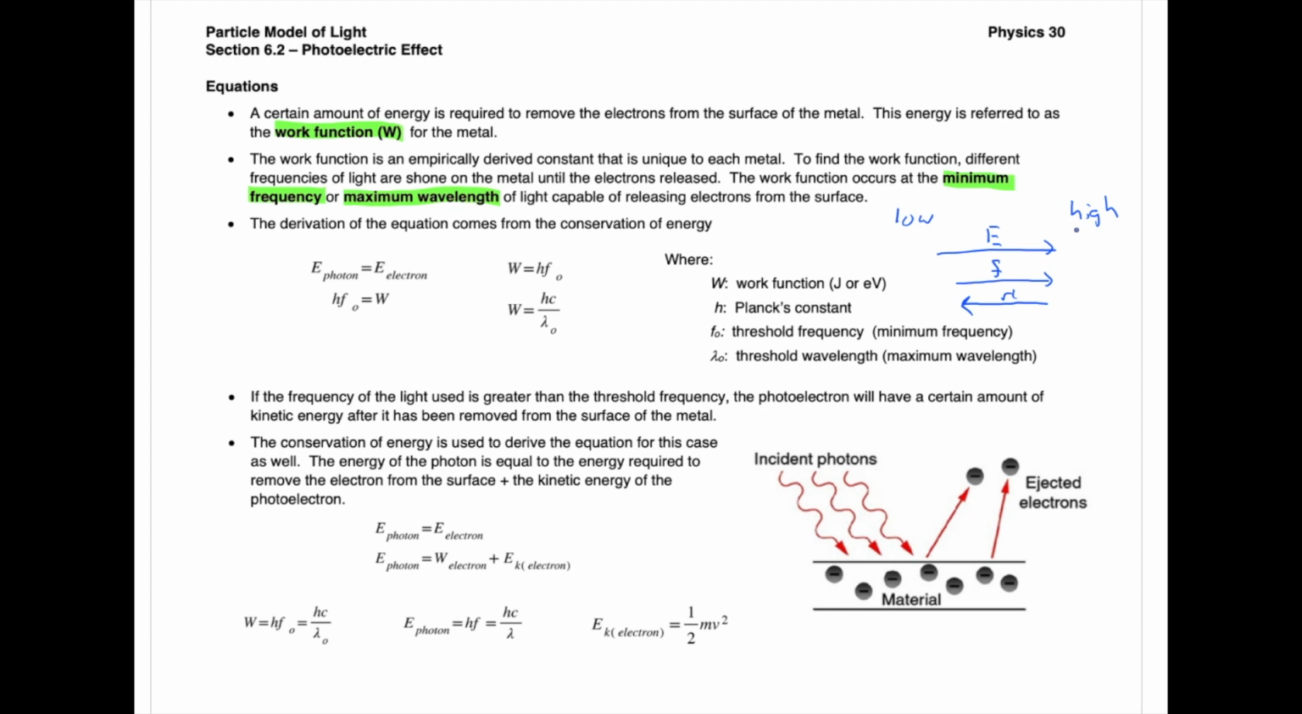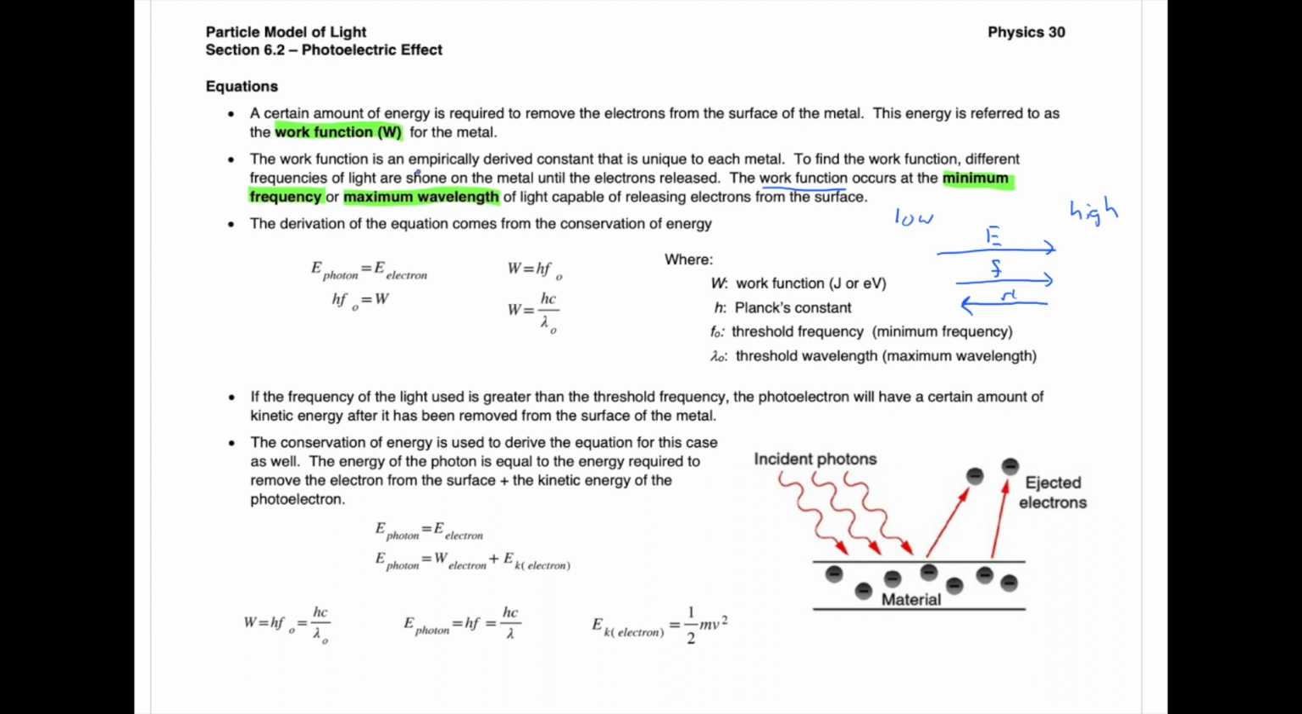And so high energy light has a high frequency, but it has a very short wavelength. Low energy light has a low frequency, but a very long wavelength. And so when we're talking about this work function, we can define it in terms of either a frequency or a wavelength. When we define it in terms of a frequency, it's a minimum frequency. When we're defining it in terms of wavelength, it's a maximum wavelength. So just be a little bit careful for that.